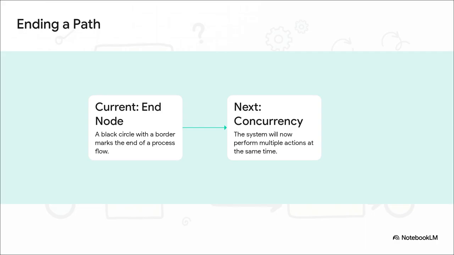And we show this with an end node. It's a black circle with a border around it. Kind of looks like a bullseye, right? This is the symbol for process over. So wrong PIN, you follow that path, and boom, the transaction is terminated.